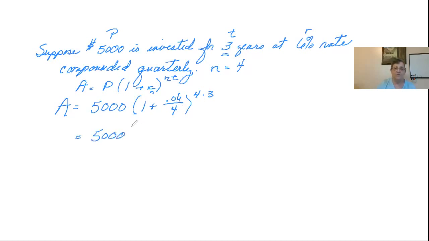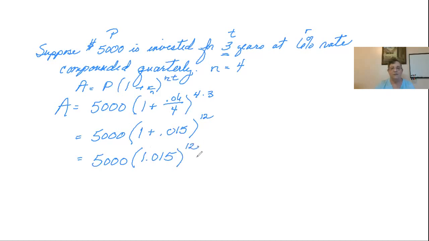So when you simplify this, first of all, you want to divide out your fraction here. .06 divided by 4. This is going to be 1 plus 0.015 raised to the 12th. Well, 1 plus 0.015 is 1.015 raised to the 12th. Now, this part you have to figure out how to do it in your calculator.